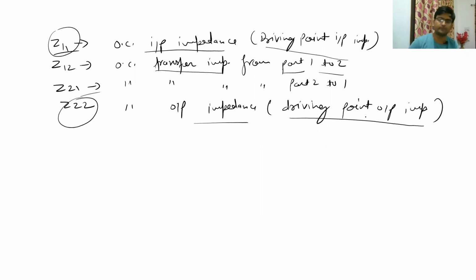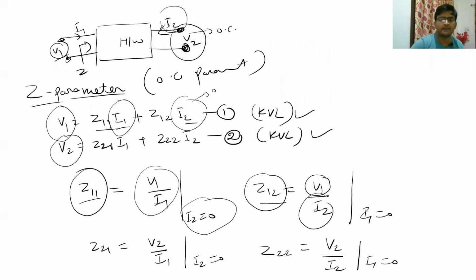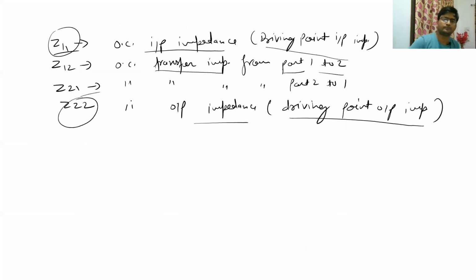Now using these parameters and these KVL equations, we are going to form an equivalent circuit. Since all these values Z11, Z12 are impedances, and since these are voltage equations, using these KVL equations we are going to make a circuit which will represent this network, right? So let us do that.